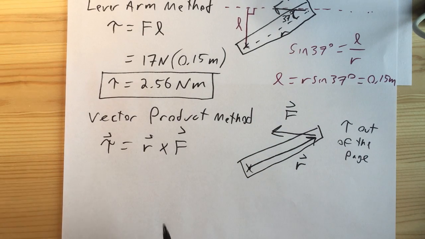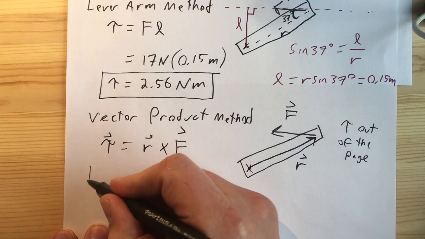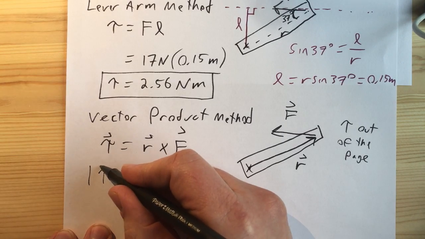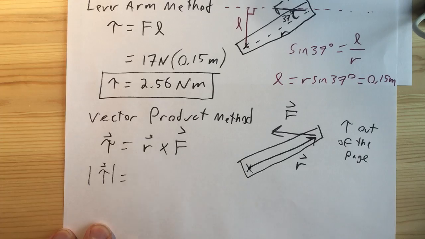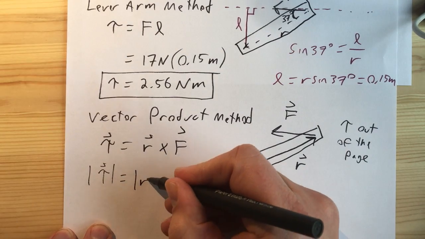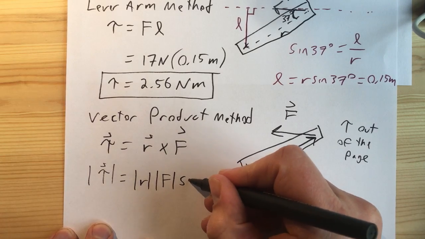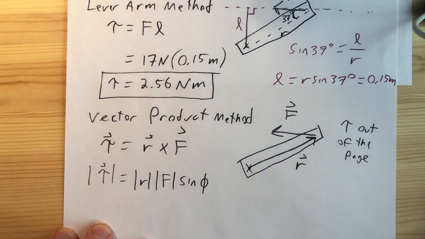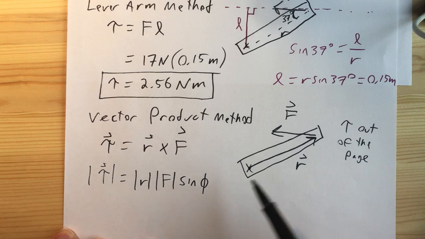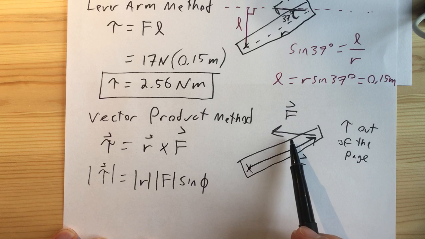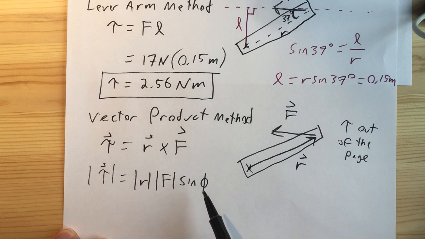To use this definition of torque, we can recall back to chapter 1 when we first learned about the vector product. We learned that to find the magnitude of our vector product, which is what we're looking for, the magnitude of our torque, we have to find the magnitude of R times the magnitude of F times the sine of the angle between them. We know R, that's this distance, 0.25 meters. We know F is 17 newtons, but we need to figure out what phi is.